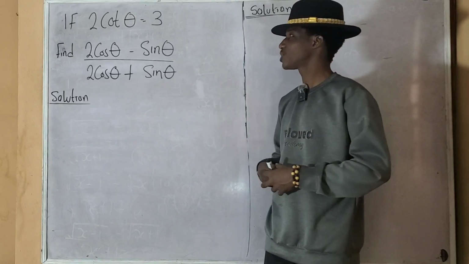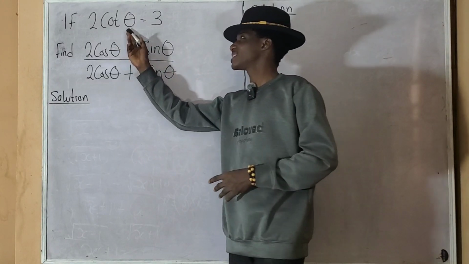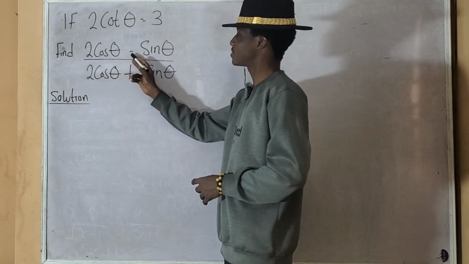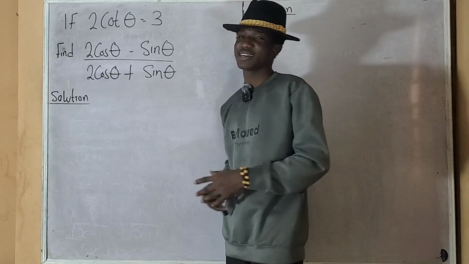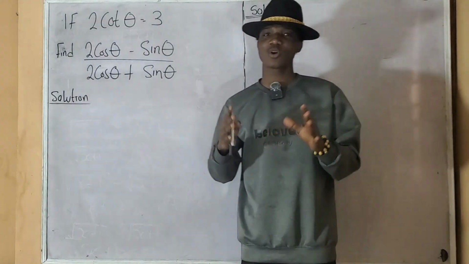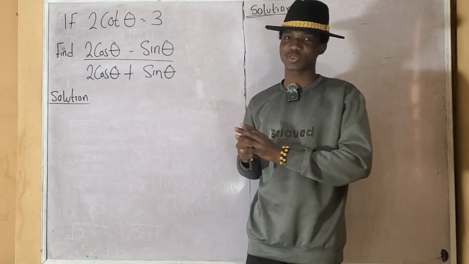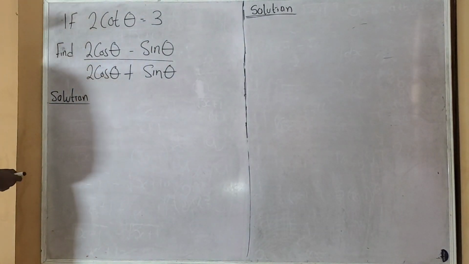Can you solve this trigonometric question that we have on the board? If 2 cos theta equals 3, find (2 cos theta minus sin theta) divided by (2 cos theta plus sin theta). I'm going to solve this question using two methods, okay? So all you have to do is ensure that you watch this video to the end to learn both methods of solving the question. Now, let's start with the first method.